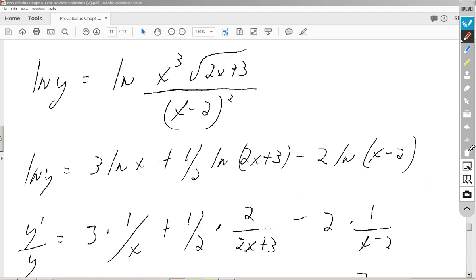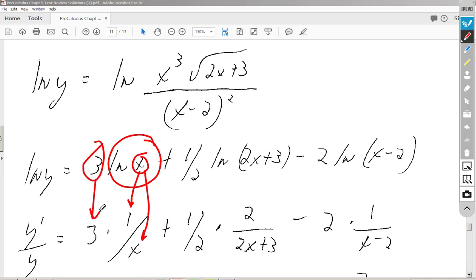Now that I've done that, I'm ready to differentiate it. If you remember correctly, the derivative of the ln of u is just equal to u prime over u. So here I've got the ln of x, so here's my u. The derivative of x is 1, so there's my u prime over u, 1 over x. 3 is my constant, so it just stays the same out front. Here's 1/2, which is my constant, so it stays 1/2.